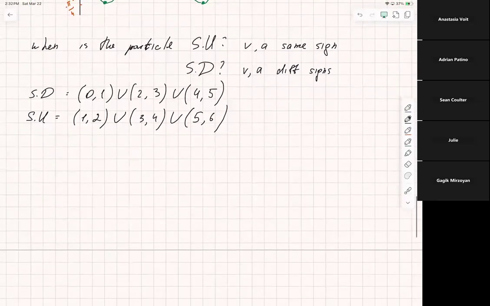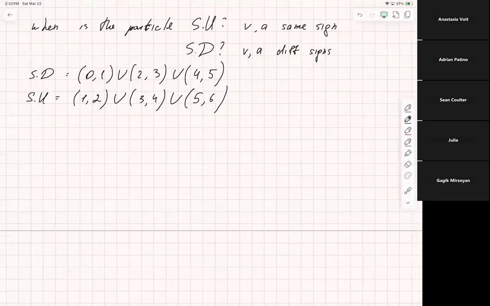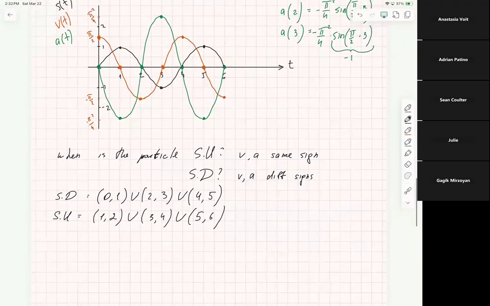Now, let me go over a couple of examples for the limit. Do you have any questions on this type of problems?